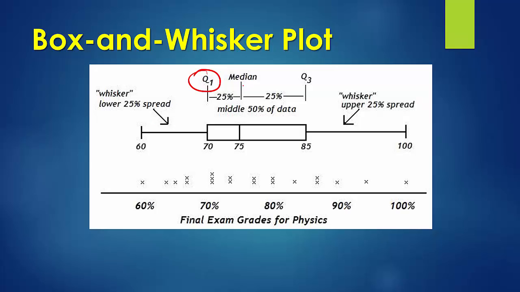From there to your median is also equal, and then from your median to your third quartile, and then your whisker, so you have 2 whiskers, your lower 25% and your upper 25% spread. Your interquartile range is this here from Q1 to Q3. So it's basically the middle 50% of the data.